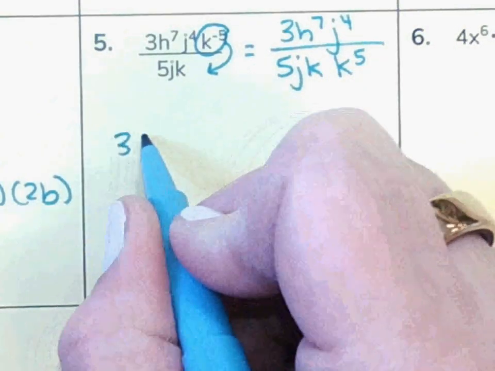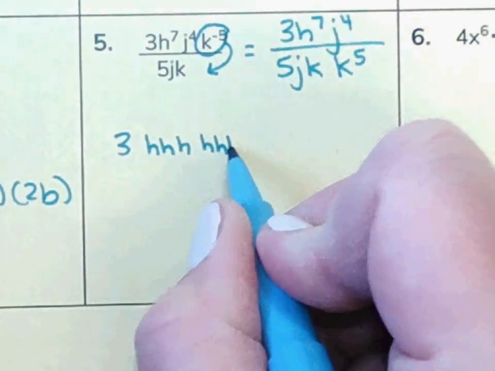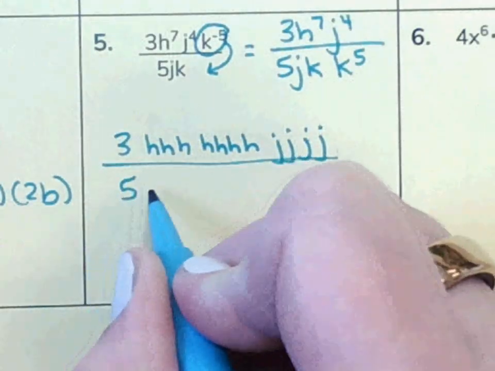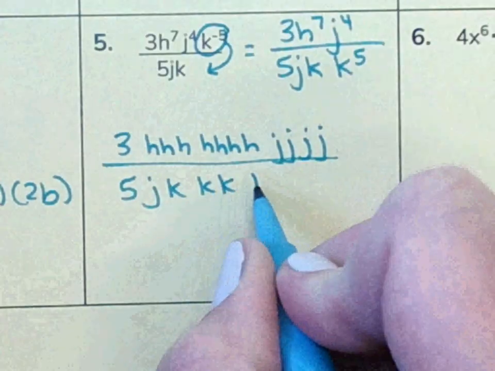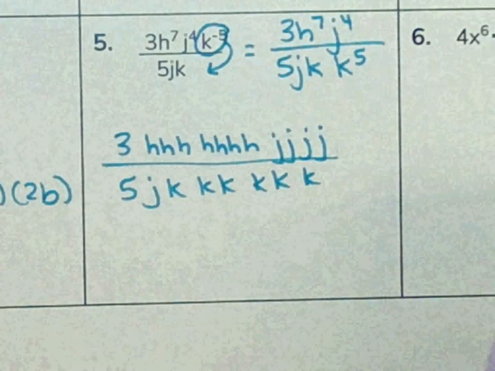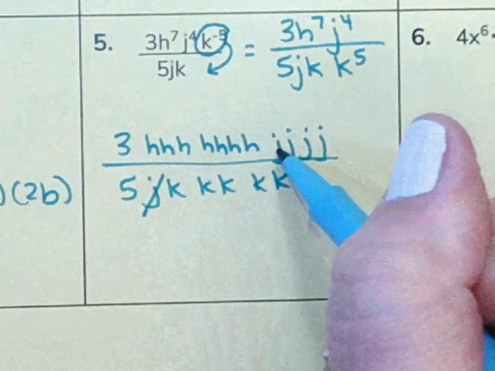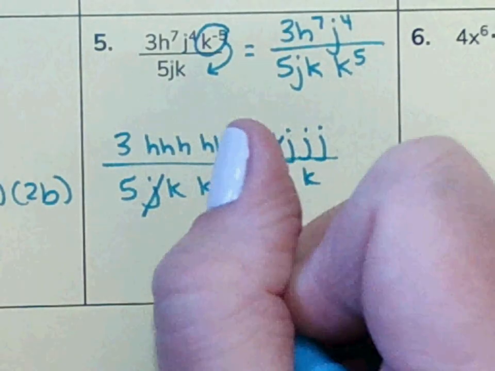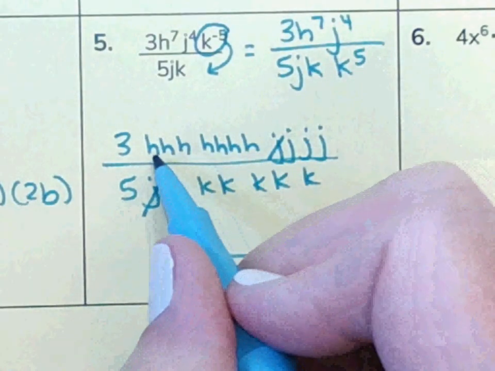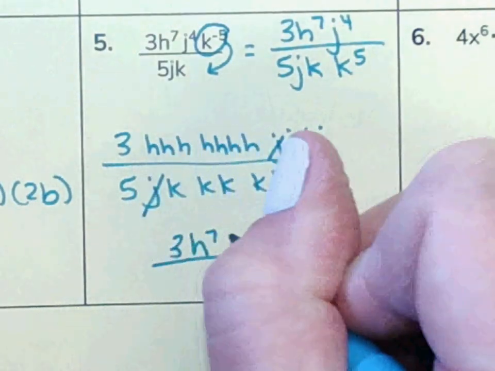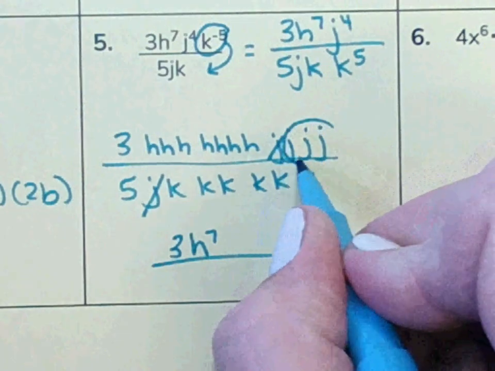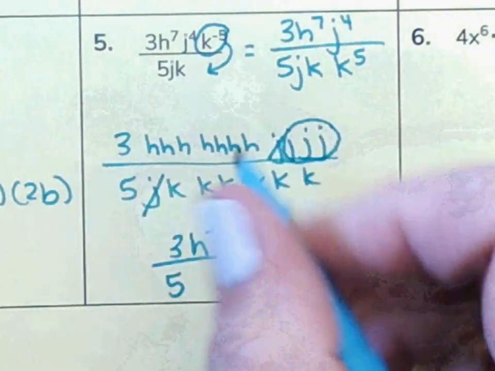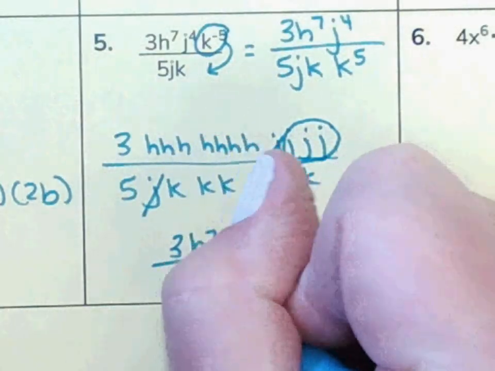So I'm going to start by expanding everything. And the j on bottom can cancel with one of the j's on top. Then that's it. So now let's count what we have. H to the 7th. J, I now have 3. 5 on bottom, and there are 6 of the k's.